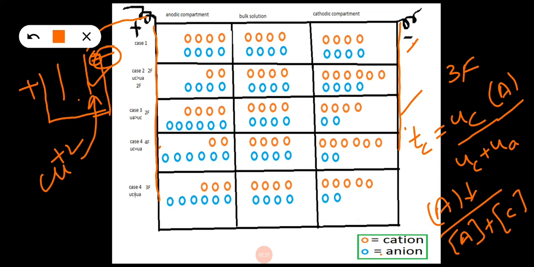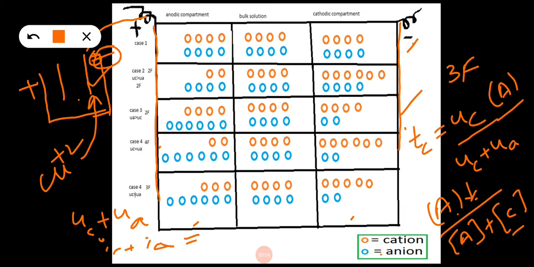Otherwise we can do it in another way also. For determining the transport number of cation, we have to determine the decrease in the concentration of the anodic compartment plus the decrease in the concentration of the cathodic compartment. These two will give the speed of cation plus speed of anion, or the current carried by cation and the current carried by anion.